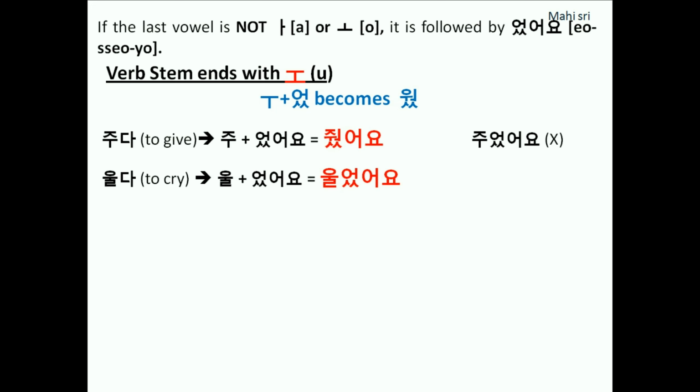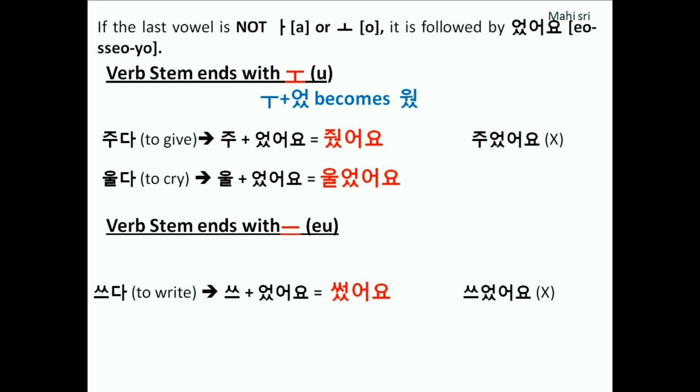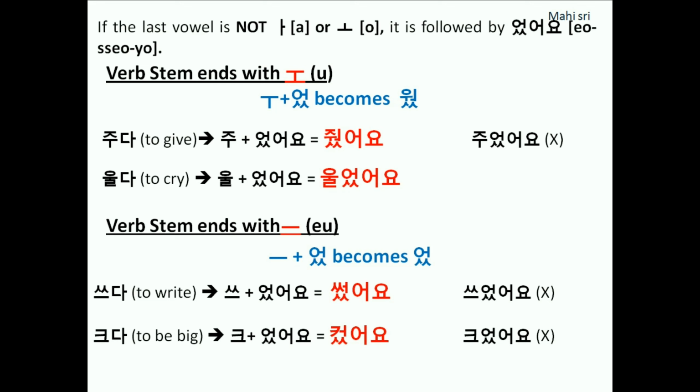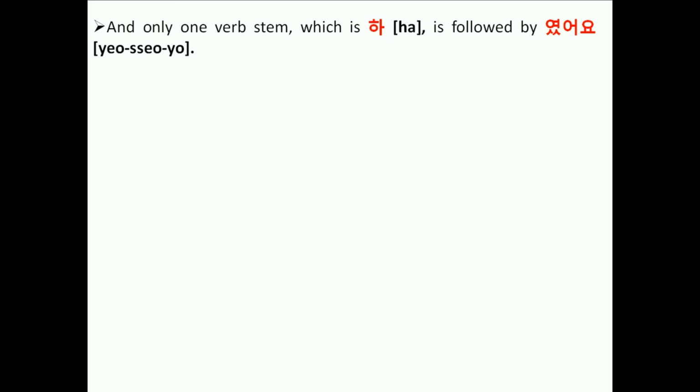Ulda, to cry. Ul plus osoyo becomes urosoyo. Verb stem ending with u, suda, to write. Su plus osoyo becomes sosoyo. These are just the same as the present tense conjugation, just there ayo becomes asoyo, woyo becomes wosoyo, and yoyo becomes yosoyo. That's the only difference between present tense and past tense. So kuda, to dream. Ku plus osoyo, kosoyo, right?